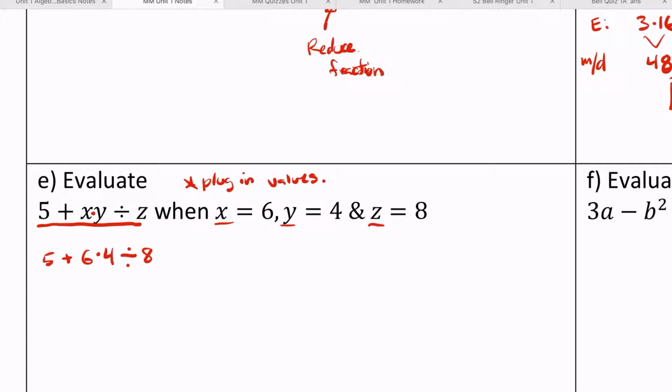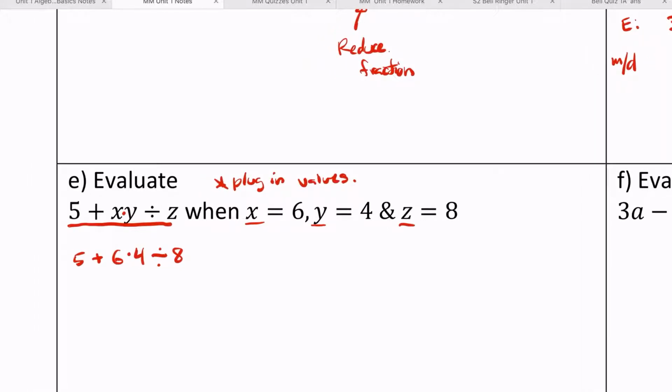Okay, so again, we'll do PEMDAS. We don't have parentheses or exponents, so we'll do multiplication, division. So we have 5 plus 6 times 4 divided by 8. Make sure we go from left to right. So we'll do 6 times 4 first. That gives us 24 divided by 8. And then we get 5 plus 24 divided by 8, which gives us 3. And then we do our addition, subtraction, which gives us 8.